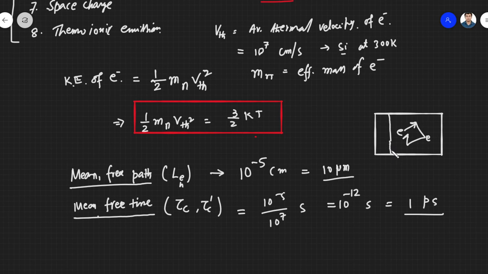Now what if we bias this semiconductor with an electric field? We can attach electrodes. I'm just drawing again in two dimensions.